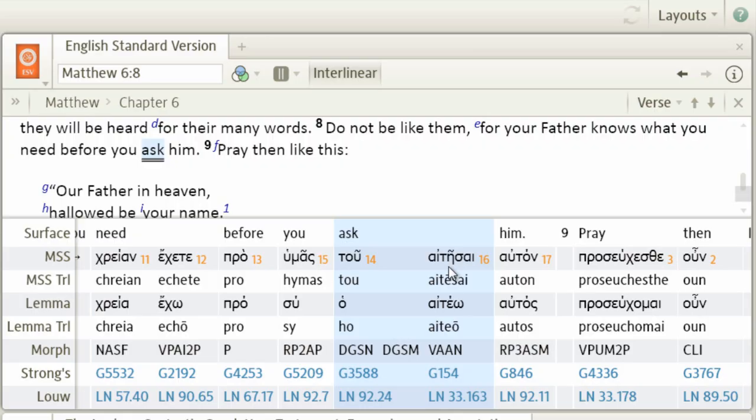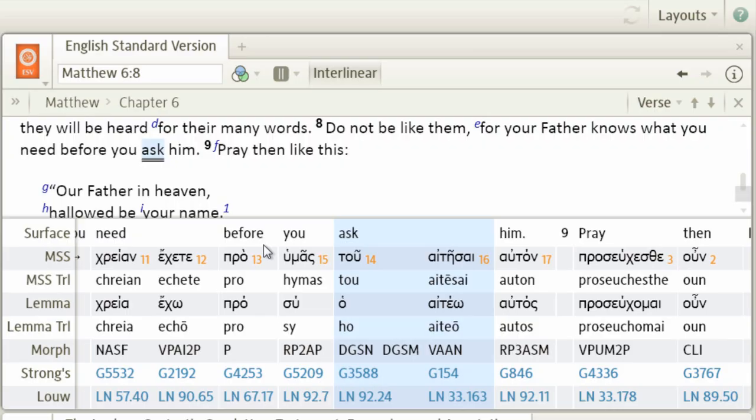These three words are working together to establish a specific point in time with relation to the verbal action. In this case, it's before. That is, before you ask, your Father knows what you need. Now, for the most part, you could look at the Greek preposition here and understand that this before has a temporal reference, that is, a reference to time.